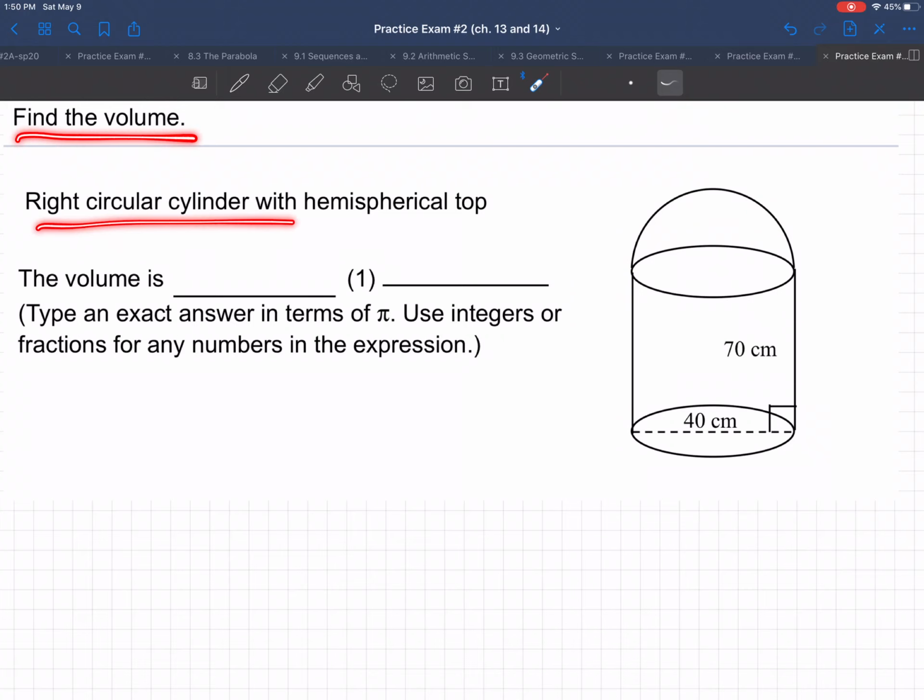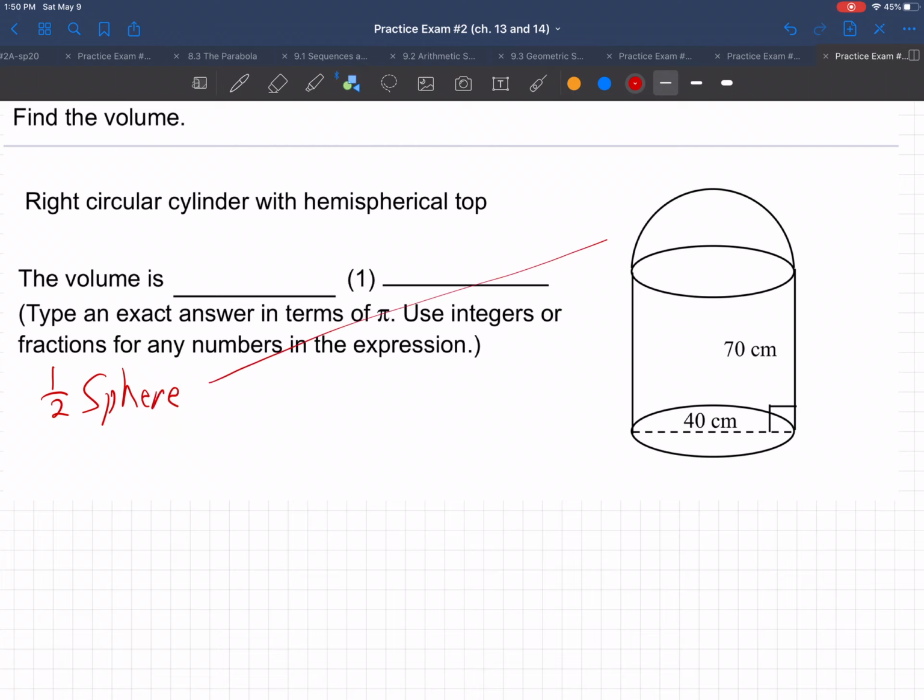Find the volume of a right circular cylinder with a hemispherical top. Okay, so we have a half of a sphere on the top, don't we?